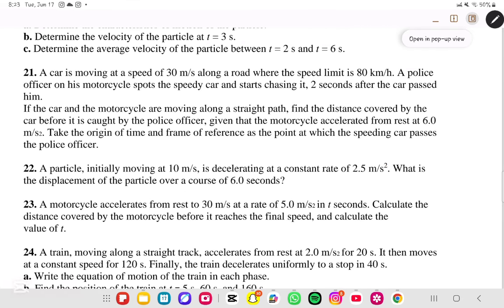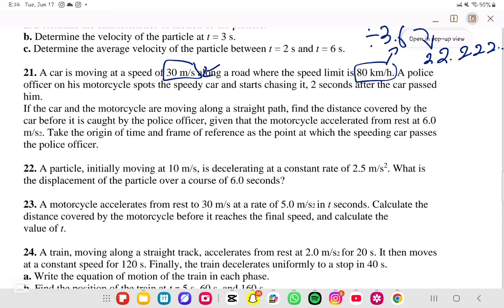So question number 21. A car is moving at a speed of 30 meters per second. This is the speed of the car along a road where the speed limit is 80 kilometers per hour. Here you have to divide by 3.6 in order to get it in meters per second. So it's 22.222, etc., right? A police officer on his motorcycle spots the speedy car and starts chasing it 2 seconds after the car passed him.